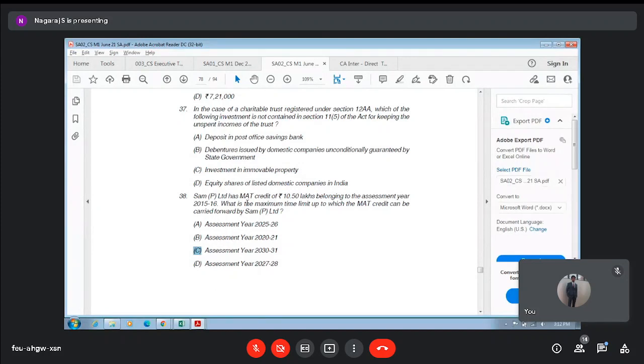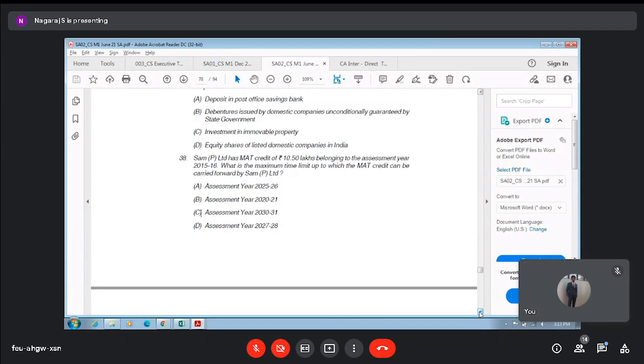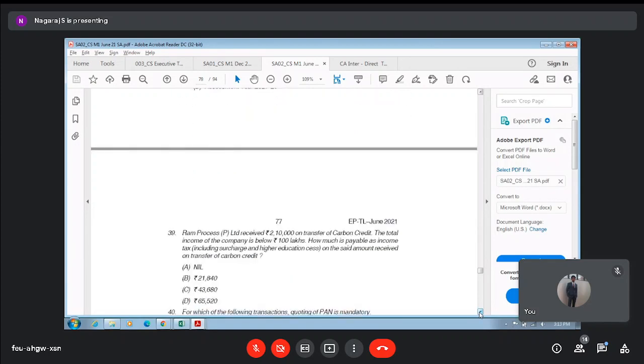Okay, for MAT also, same thing, 15 years only. For AMT also 15, for MAT also 15. For both it is the same carry forward. Okay. What is the answer? 38C. Okay, we will see. First, I will see whether AMT is there.